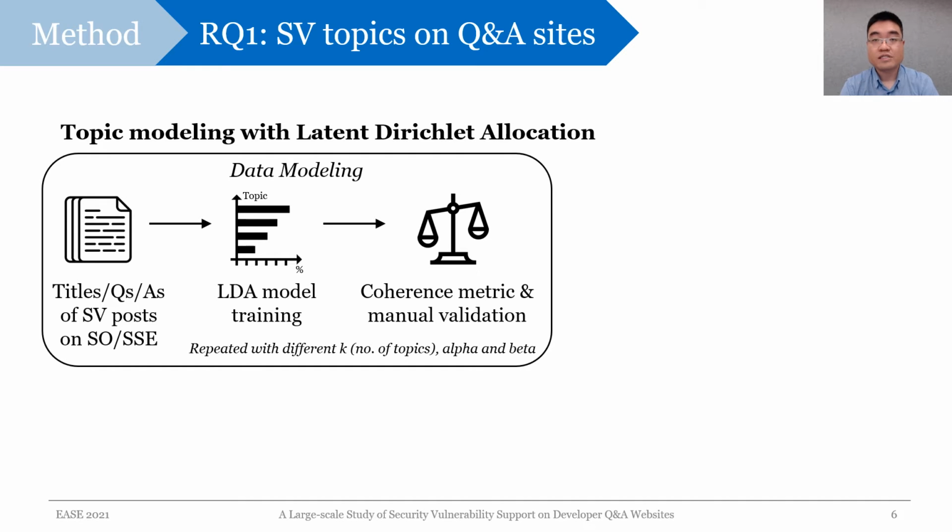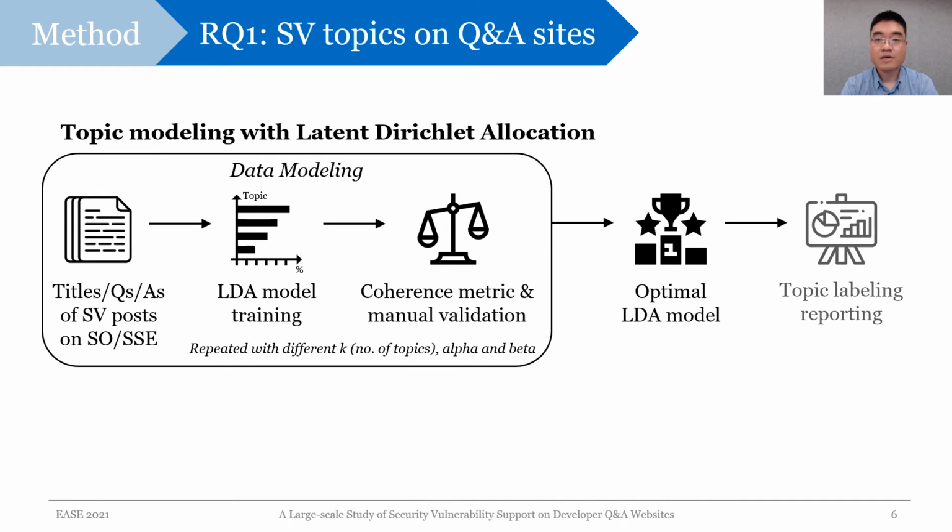First, we extracted the text from all the posts to train the LDA model. As recommended in recent studies, we also tuned the performance of LDA by rerunning the data modeling process multiple times with different hyperparameters such as the number of topics. After the tuning process, we semi-automatically obtained the optimal model with the highest coherence metrics and with the most interpretable topics based on our manual validation.